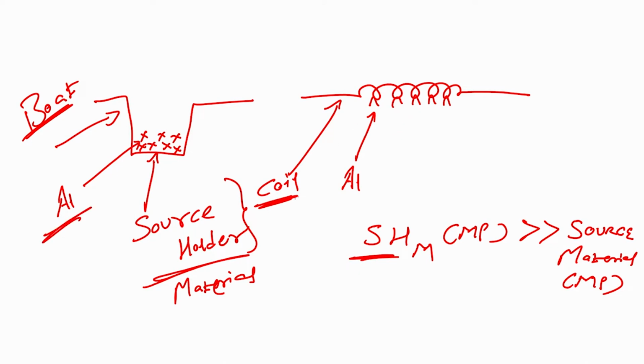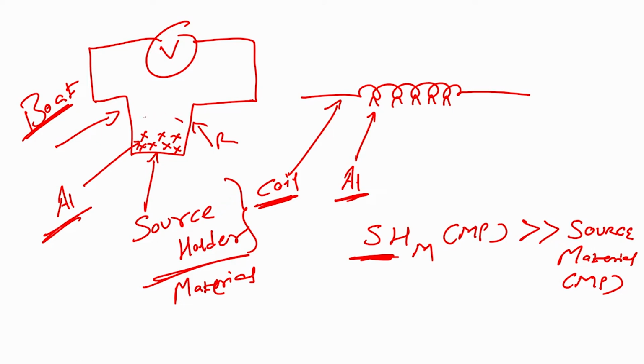The coil is also a source holder, it can have aluminum wires loaded onto it. Thus, the source holder material melting point should be extremely high compared to the source material, that is your aluminum. If this is the case, when you heat this boat by applying a higher voltage, because this is a resistance, the current will flow, and because of the current, the Joule heating I squared R, the material that you loaded will get evaporated.